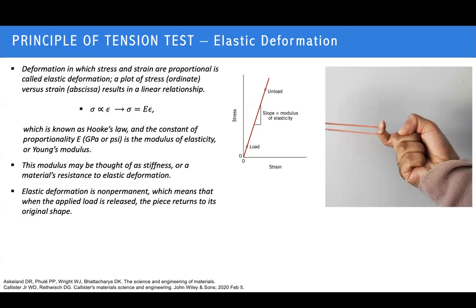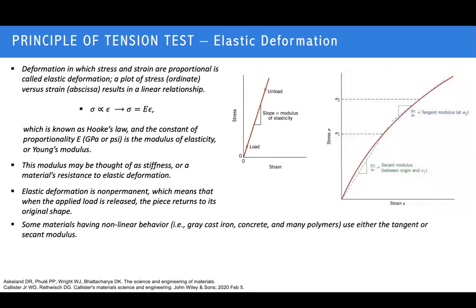This elastic deformation is non-permanent, which means, as I already mentioned, when you release the applied load, the piece will return to its original shape. But it is not linearly proportional in all materials. There are some materials that have a parabolic nature. In that case, we need to use the secant modulus and the tangent modulus to find the modulus of elasticity.